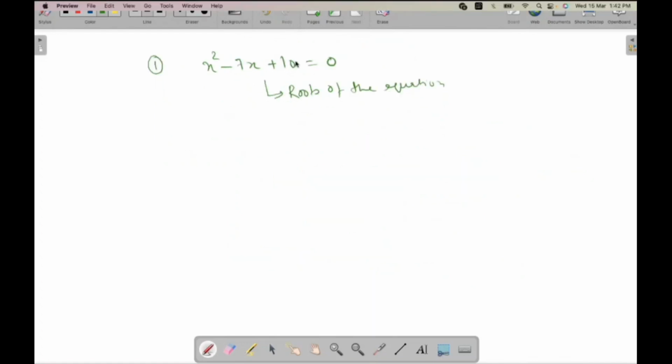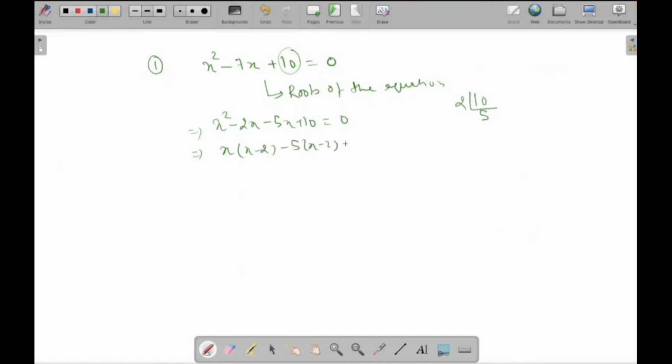Let's do it again. We look at this number, the constant term, and then we try to factorize it like this. So this factorization is 2 and then 5. So I've got this 2 into 5. Now 2 into 5 is a factor, so I can write this as x square minus 2x minus 5x plus 10 equals to 0. And this will be x common, then x minus 2, minus 5 common, x minus 2 equals to 0. And then this will be x minus 5 into x minus 2 equals to 0, and x equals to 2 and 5.